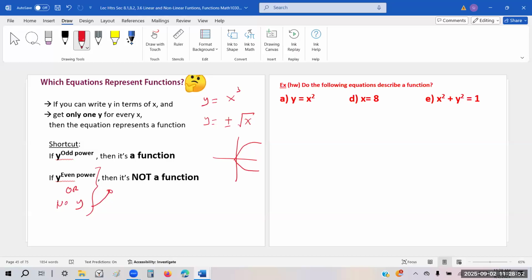So what's the power on the y here? Invisible one. Is 1 odd or even? 1 is odd. So y has odd power. It's a function.